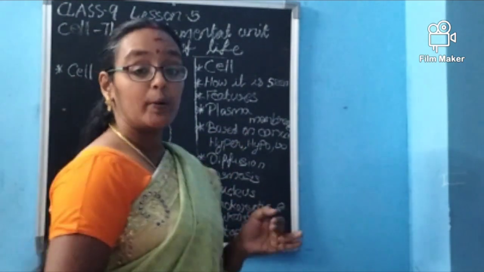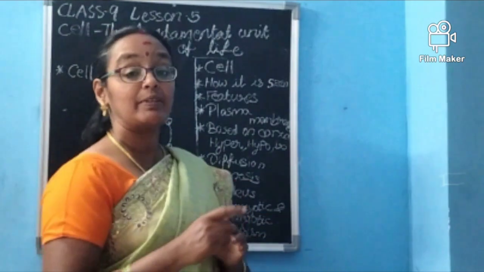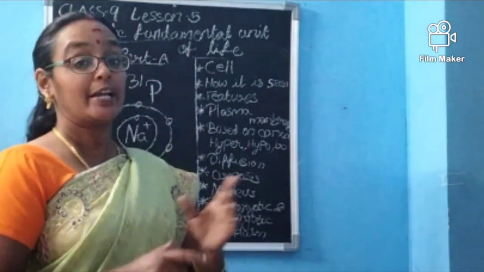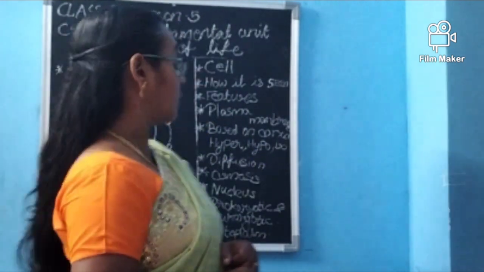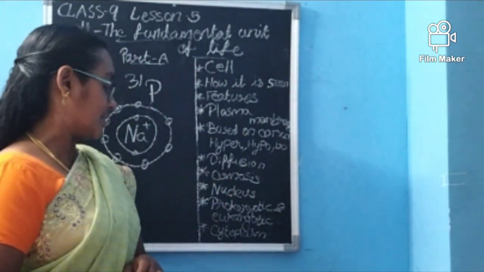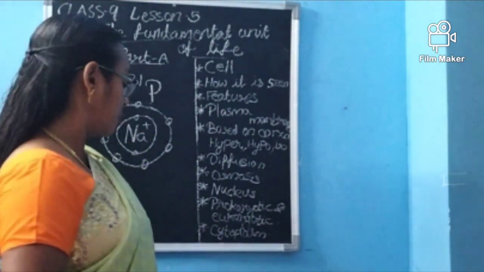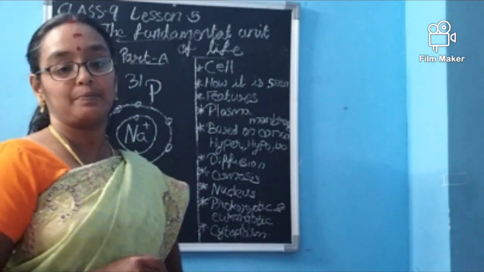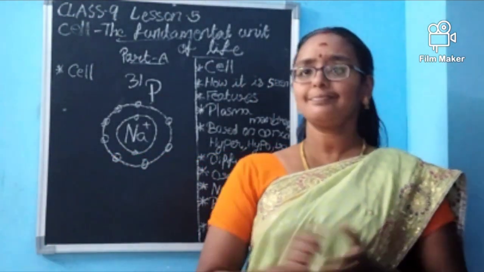Then moreover the cell wall also we will discuss, based on the concentration, whether it is hypotonic, hypertonic, isotonic. Then about diffusion and osmosis we are going to refer. Then about the important thing, that is the nucleus of the cell, prokaryotic and eukaryotic cells, the difference between these two. Then we are moving to cytoplasm. These are the things we are going to discuss. Are you ready, Kanna? Okay.